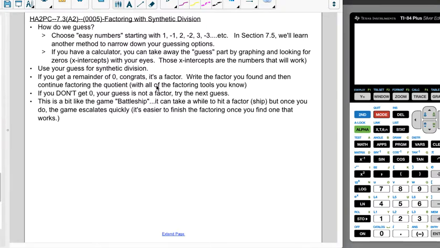If you don't get a 0 when you try your synthetic division, then that number didn't work, and try a different guess. This is sort of like the game Battleship. It can take a while to hit a factor, sort of like hitting a ship in the game, but once you do, the game escalates quickly. It's much easier to finish factoring once you've found that one number that works. So let's go ahead and walk through an example.